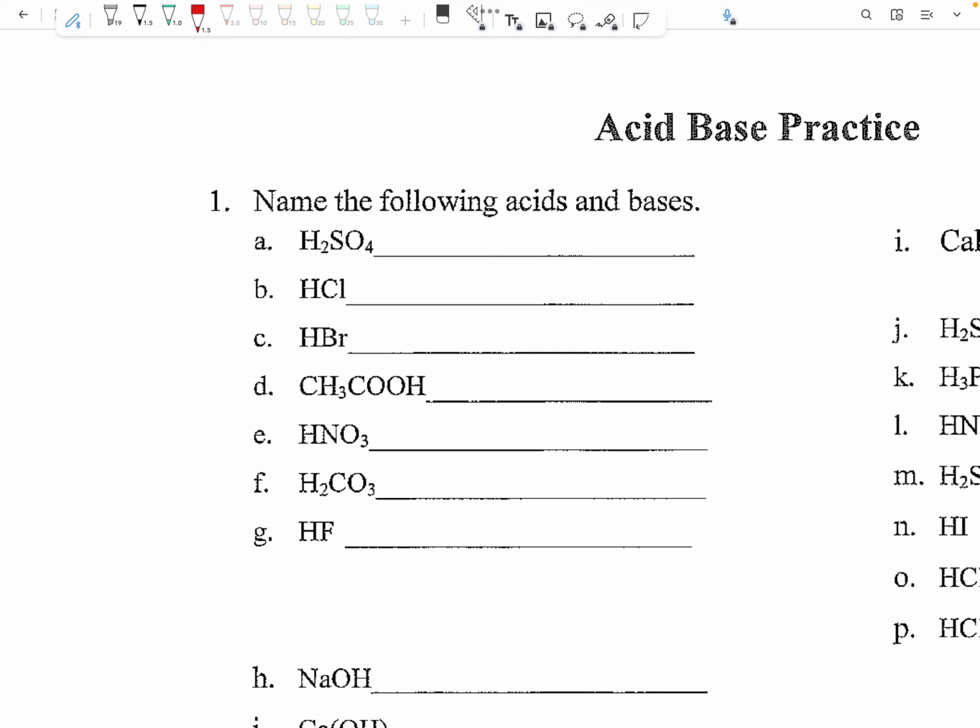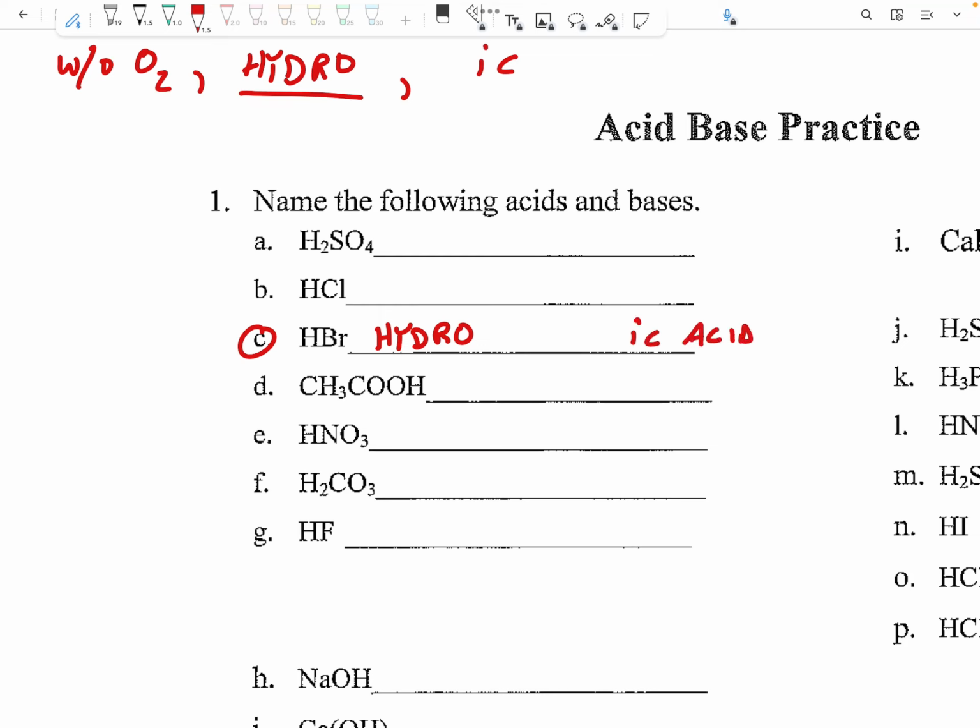When you have an acid without oxygen, the prefix will always be hydro, and then at the end, you're going to have IC. Here's an example of that one, in 1C, HBr. We always start with hydro in these. There's no oxygen found in this one. At the end is going to be IC, and we're going to put acid at the end of that.